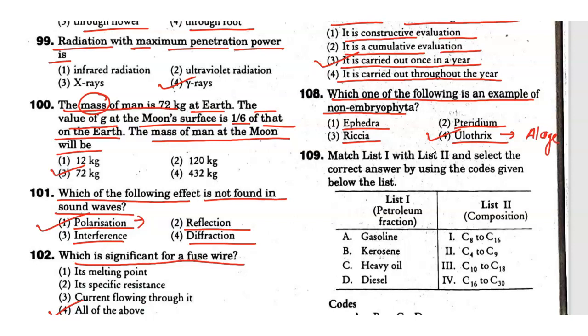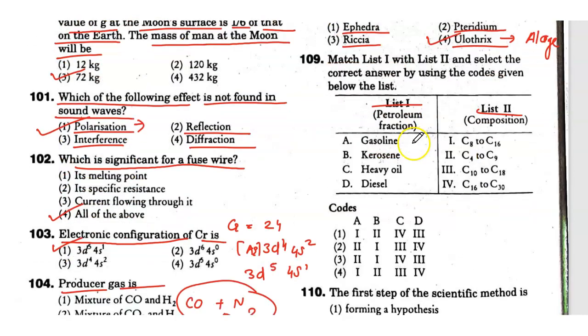Okay. Now match the following. There is a column 1 and column 2, and we have to choose the correct one. Firstly, this is all about gasoline. So basically, gasoline is C4 to C9. So first one is the second one. So option second or third may be correct.